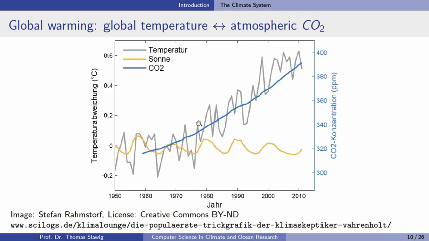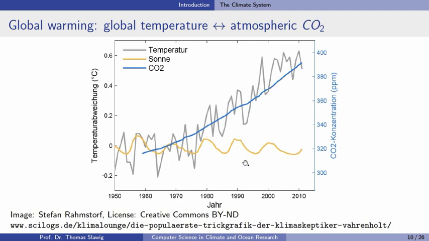Some people say the rising of the temperature that could be observed in the last 40 years here is just because of solar radiation. You see the yellow line or orange line. This is the change in solar radiation. So there is a correlation between CO2 in the atmosphere and temperature that can be measured.